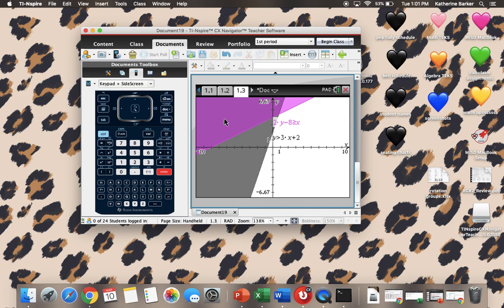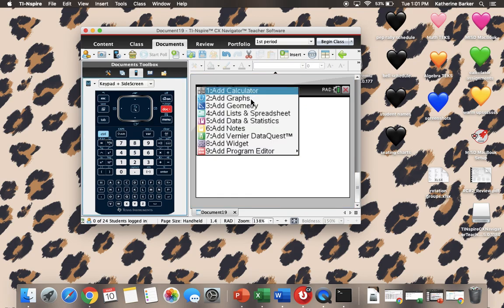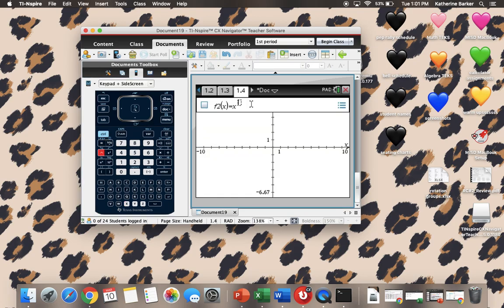So there's that one. That's what you're looking for with that. The last thing I'm going to do is going to be about quadratics. So I'm going to add a graph, and let's do x squared minus 3x plus 2. All right. So we want to analyze our graph. We want to find what's our vertex, what are our zeros, stuff like that.